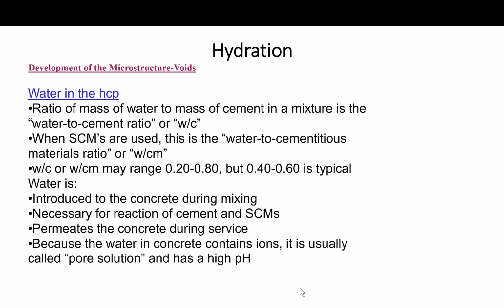So water is introduced to the concrete in the mixing. It is necessary for the reaction of the cement and the SCMs. It permeates the concrete, I'm sorry, it permeates the concrete. Because the water in concrete contains ions, it is usually called pore solution, and it has a high pH, as we indicated before, and this is a good thing in many respects, as you will see later.